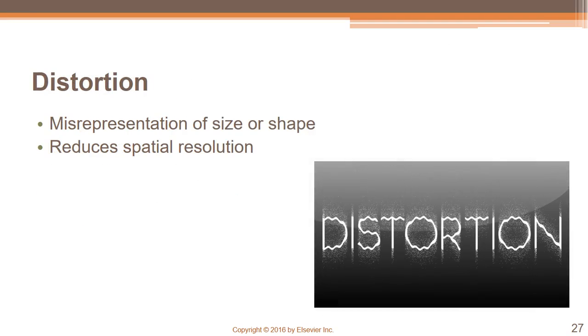All right, now let's go into distortion. Distortion results from the radiographic misrepresentation of the size or the shape of the anatomic part. When the image is distorted, then spatial resolution or recorded detail is also reduced. Now, I didn't put recorded detail because that's the film word. So spatial resolution is what we're talking about with digital.